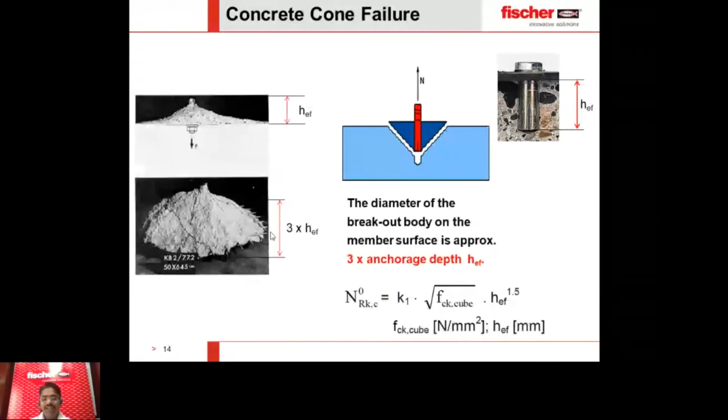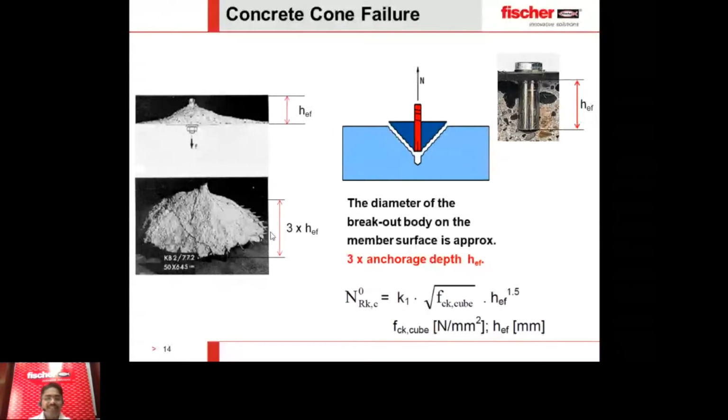This is the theory, or the formula, for concrete cone failure. You see, this is a constant value for cracked and non-cracked concrete, K1. This is FCK, the compressive strength of the concrete, and the embedment depth, HEF, to the power 1.5. So basically, concrete cone failure depends on the strength of the concrete and the embedment depth.